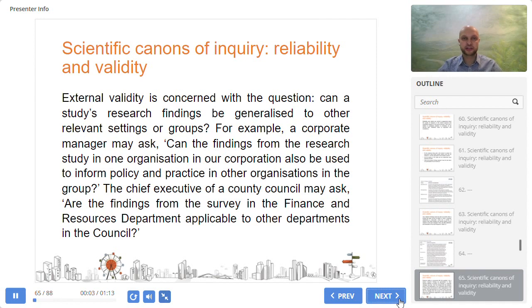External validity is concerned with the question: can a study's research findings be generalized to other relevant settings or groups? For example, a corporate manager may ask, can the findings from the research study in one organization in our corporation also be used to inform policy and practice in other organizations in the group? The chief executive of a county council may ask, are the findings from the survey in the finance and resource department applicable to other departments in the council?